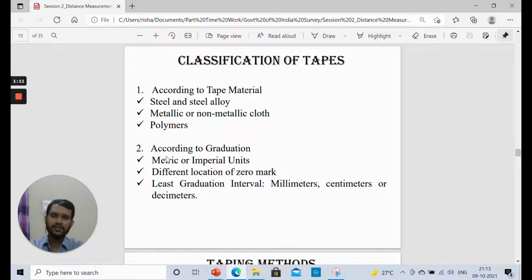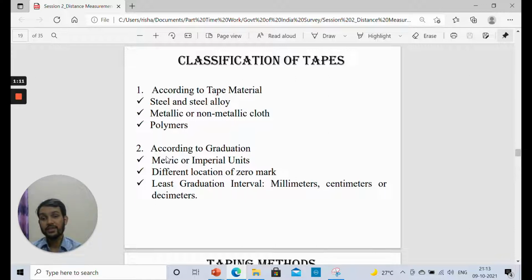About equipment. Next, this is just the classification of tapes based on two criteria. First one is tape material. As you all know, it can be steel tape, it can be any alloy tape, steel alloy tape, it can be metallic or non-metallic tape, even made of cloth. Okay, it can be polymer or a fabric tape. So this is just the classification based on the material of which the tape is made.